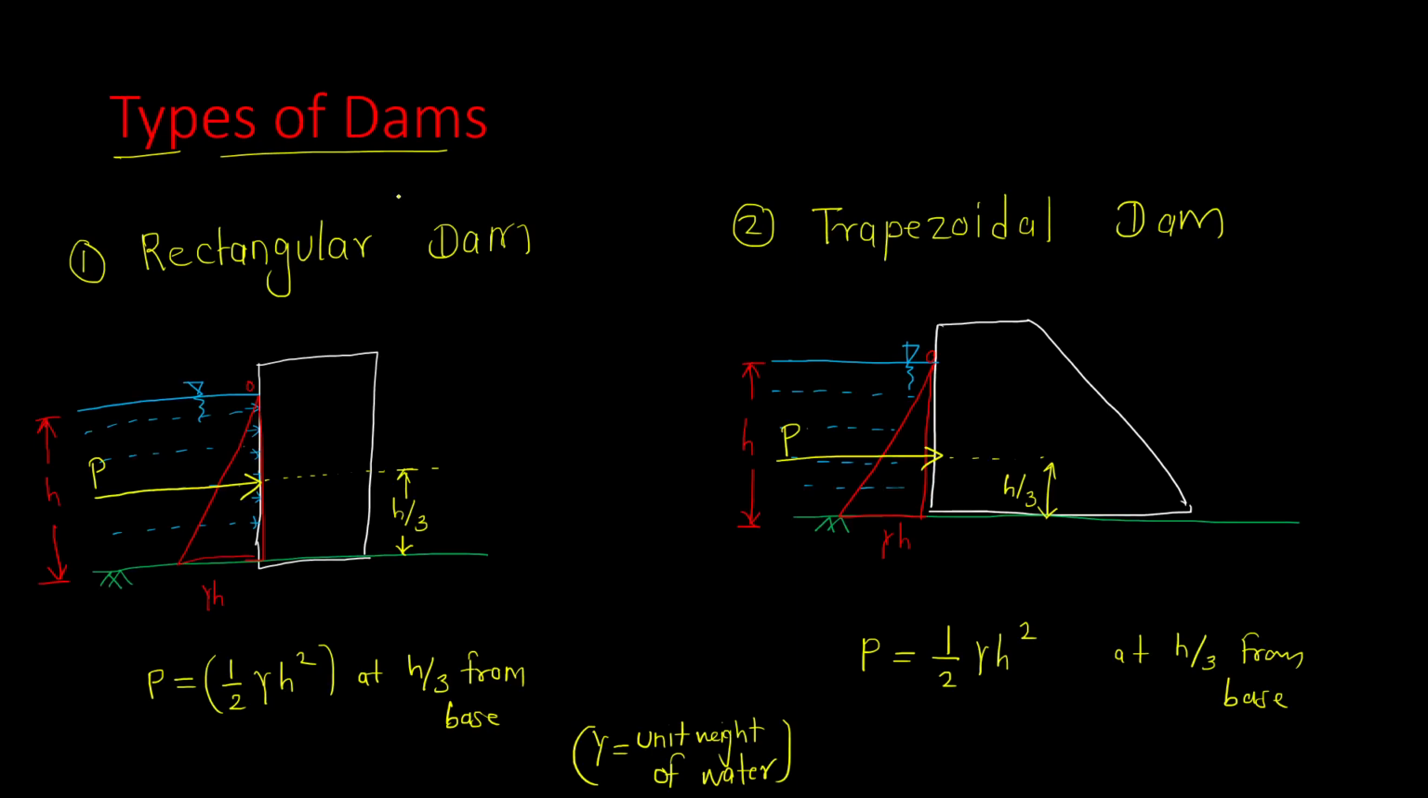In this lecture, we will be seeing about analysis of a rectangular dam. In the previous lecture we have seen what is a rectangular dam and what is a trapezoidal dam. Based on this shape, it is classified. For both the dams, we have seen the resultant lateral thrust is P, which is acting at a distance of h by 3 from the base.